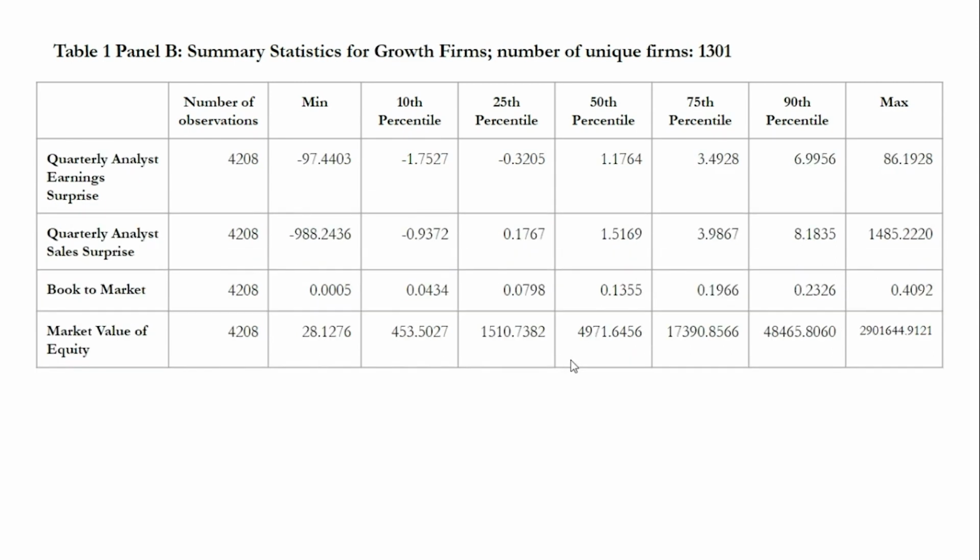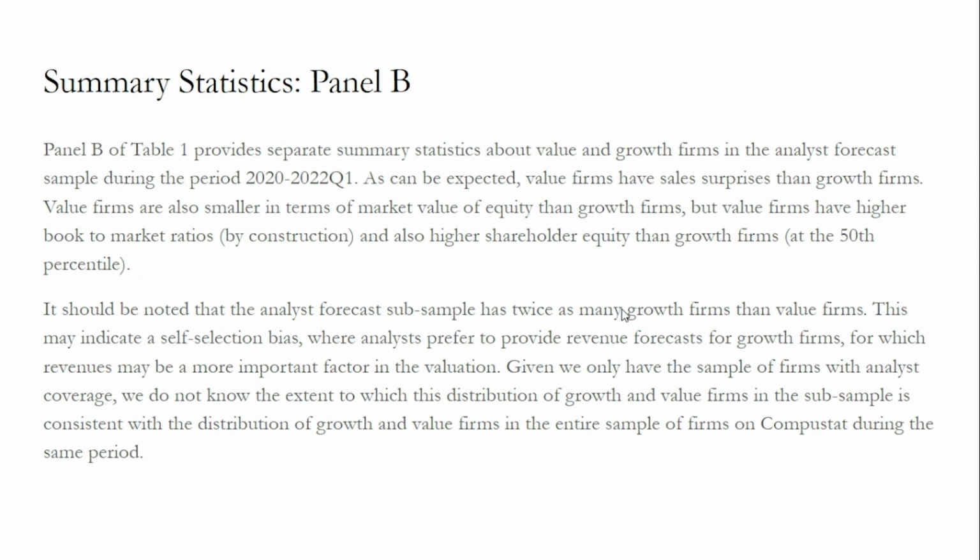By comparison, the growth firms have about 600 to 700 million in book value. And the way that we calculated that is by multiplying 0.1355 times 4.9 billion. And that gets us between 600 and 700 million. And so sure enough, given that the growth firms have shareholder equity of about 600 to 700 million, and the value firms have shareholder equity of about 1.5 billion, the value firms have much bigger shareholder equity at the 50th percentile.